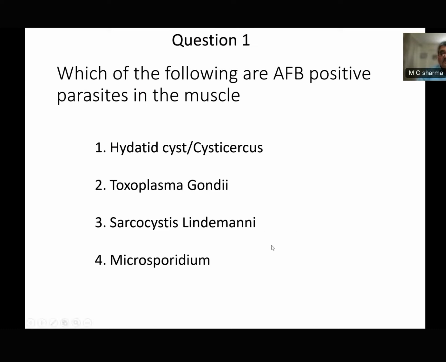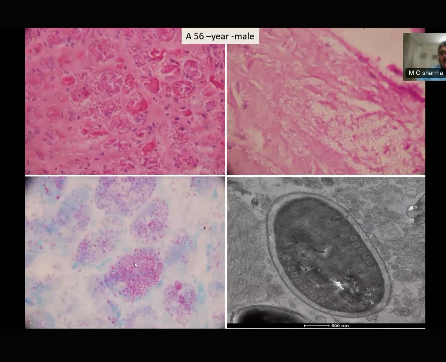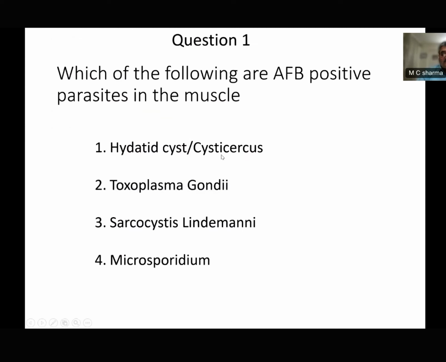Any student in the audience? AFB positive parasite, some organ, some parts of the parasite. Some students have answered option 1, some have answered option 4, and some have answered both. Actually, microsporidium, I showed you that, everything is positive there. See there, it's so intensely positive. There's a necrosis of the muscle, but in these parasites, it is the hooklets which are positive.